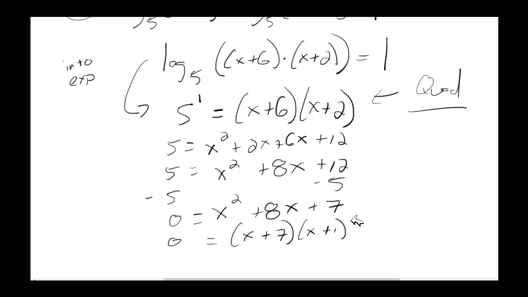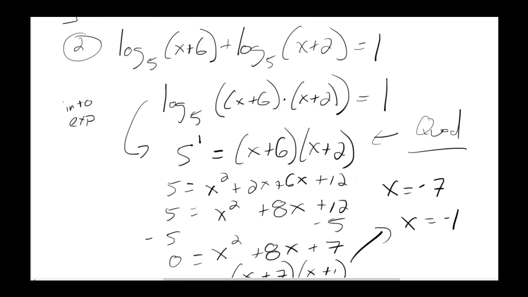And here I get possible answers of x equals minus 7, and x equals minus 1. The question is, how many answers do we have? So let's go back and look at the original equation, which is right there. Here I know students will get a little bit confused. Answers can be negative. They just can't cause the input to be negative.